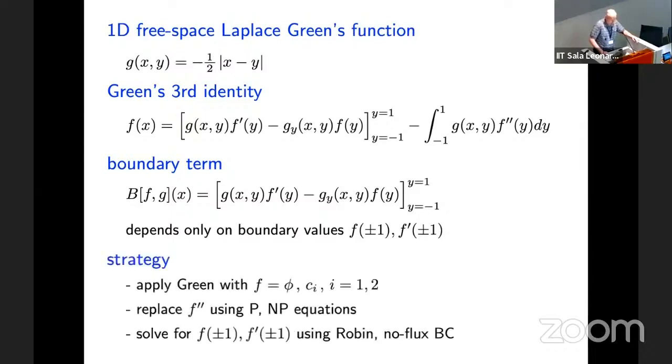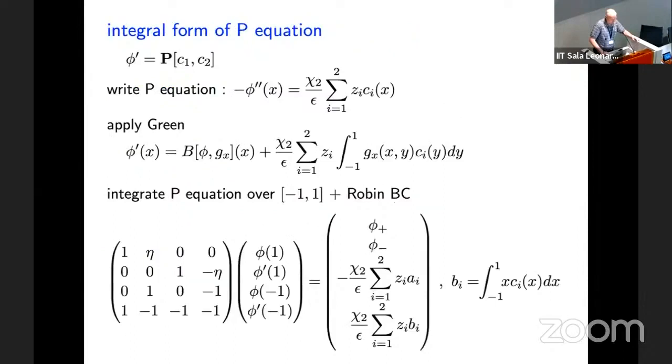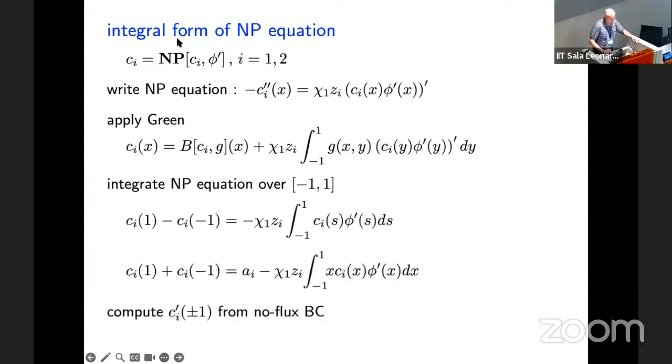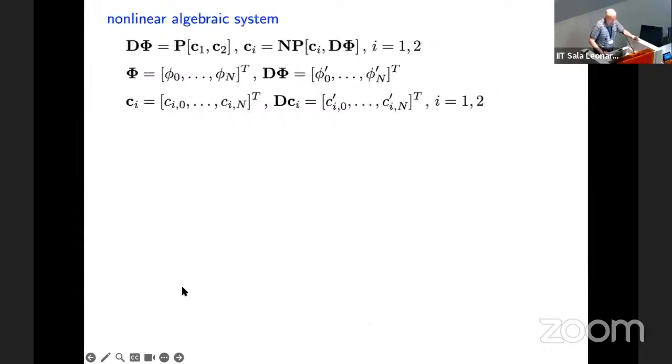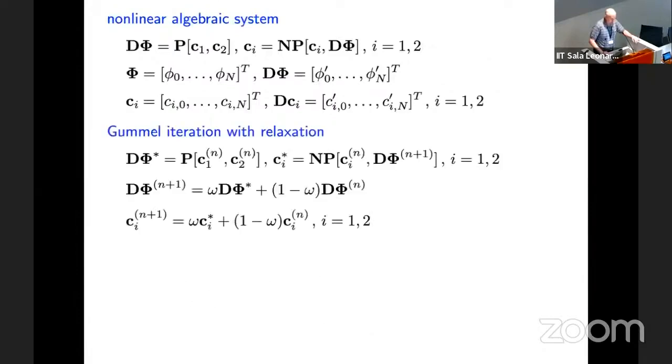Here, this page would tell you the definition of this operator, and then this page would tell you the definition of this operator. And then in the end, we have to calculate integrals like this. This is a moment of the concentration. These are Green's function integrals that need to be calculated here. Anyway, you tie it all together, and it's a version of Gummel iteration with relaxation.